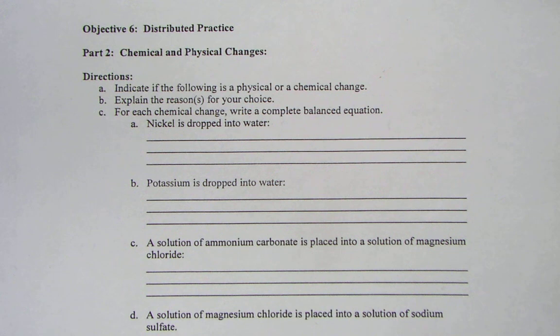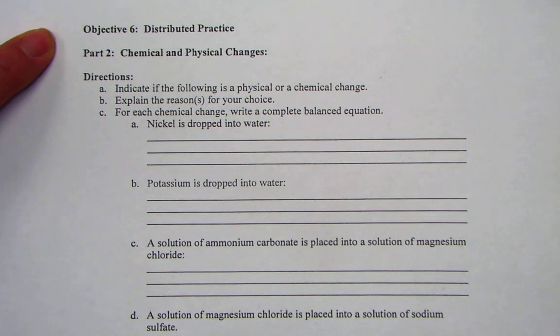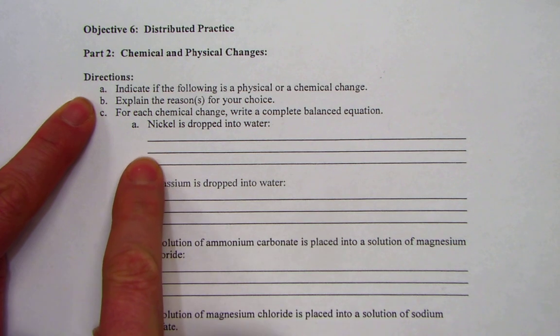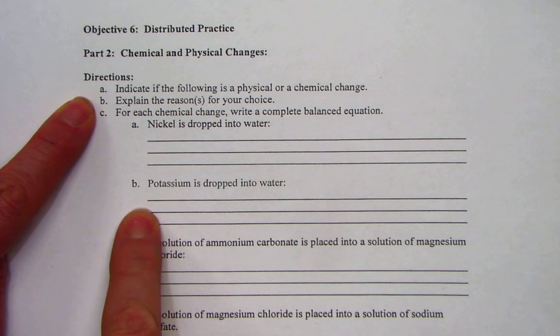Here we go. Our sixth objective on practice test B is a distributed practice about chemical and physical changes. What we'll be looking at is making a decision based on a driving force. Can we use a tool, either an activity series or a solubility table, to help us predict if a reaction indeed occurred? So we have three lines to help us remember that there's a part A, part B, and a part C to address for each one.